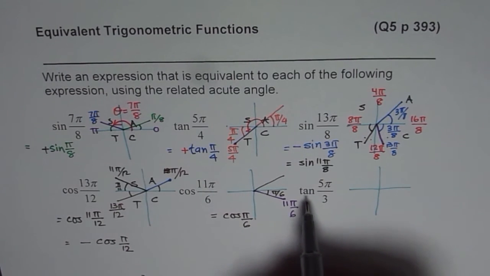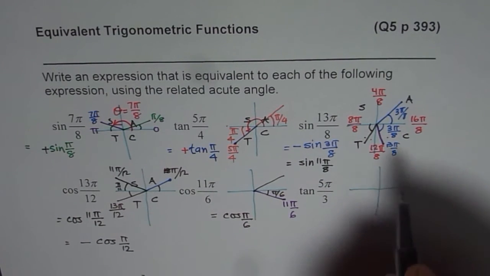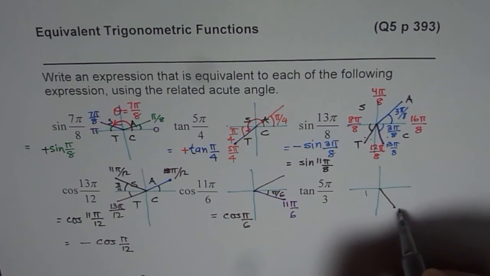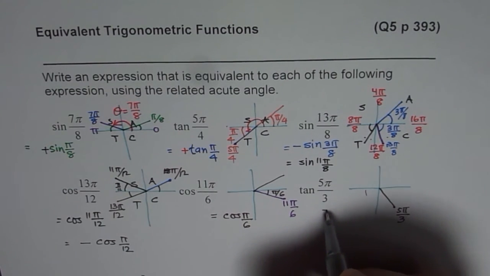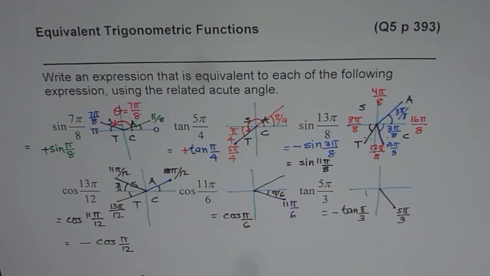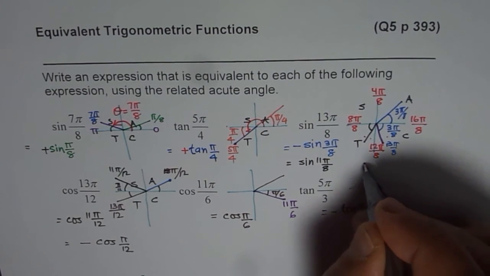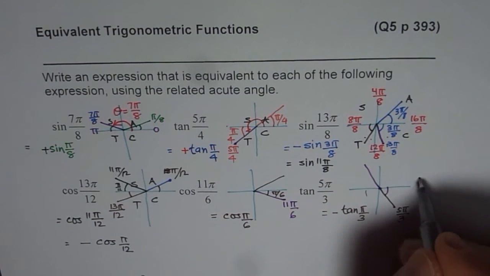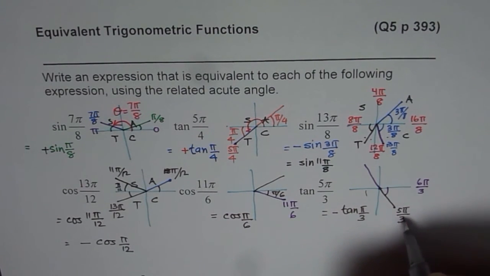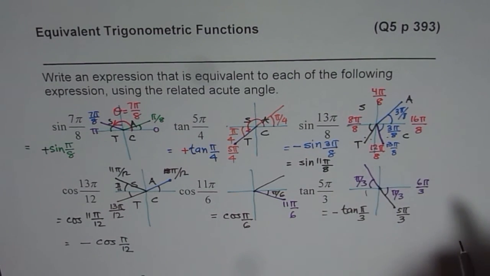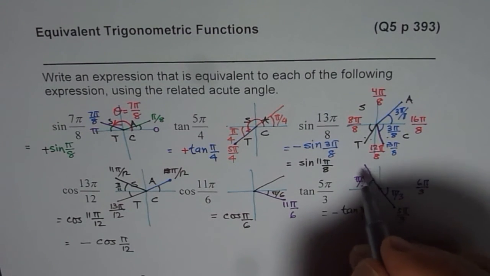Now the last one is tan 5 pi by 3. So 3 there and 3 here, 6 in all. So there it goes. That is 5 pi by 3. Tan is negative, so I could write this as negative tan pi by 3. Or alternately, I could also do it like this. Do you understand? So what is the acute angle here? 5 pi by 3. In all, there are 6 pi by 3 here. So 5 means 1 pi by 3 left. The acute angle is pi by 3, correct?